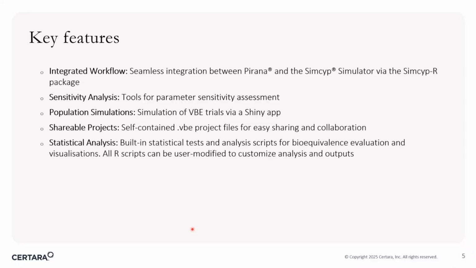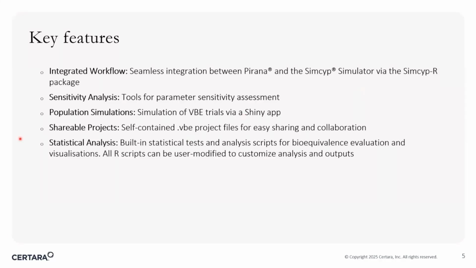So what are the key features of the module? It provides an integrated workflow which seamlessly links Pirana and the Simcyp simulator via the Simcyp R package. It also provides tools for sensitivity analysis in a Shiny app and within R scripts. It allows you to conduct population simulations. We have an accompanying Shiny app, which allows you to run population simulations. Essentially, that uses Simcyp R in the back end to remotely call the Simcyp simulator, generates PBPK trial data, and then sends that to Pirana, where you can then do processing of that information and your bioequivalence test.